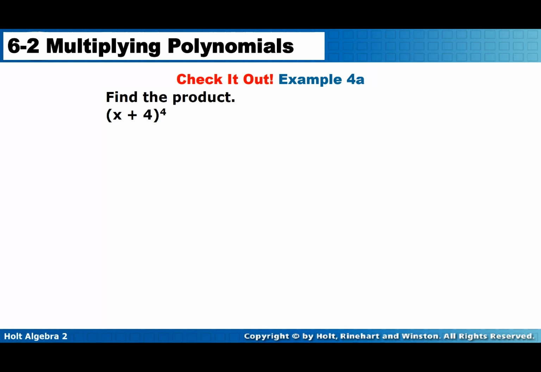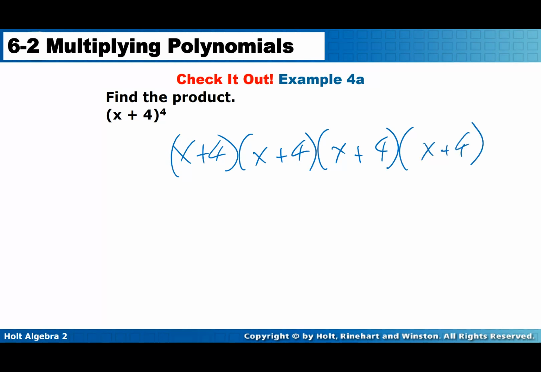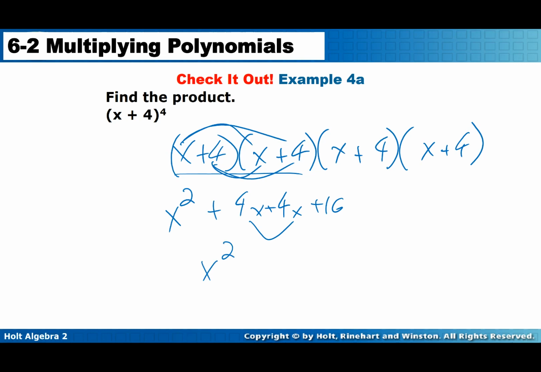So this is x plus 4 to the fourth power. When it says to the fourth power, it really means to the fourth power. So you're doing this whole thing 4 times. So if you're going to multiply all this together, let's do it one piece at a time. So let's just multiply these first two. Let's FOIL them together. x times x makes x squared. x times 4 makes 4x. 4 times x makes 4x. And then 4 times 4 makes 16. So if we combine those like terms, we have x squared plus 8x plus 16.